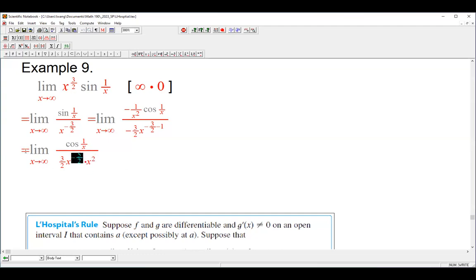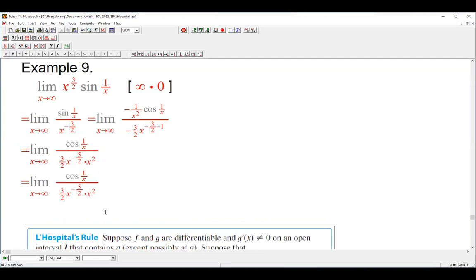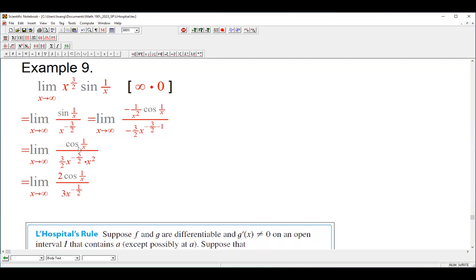What do we get when we add up these two powers? This is going to be negative 2.5, so this is going to be negative 1/2. And then 3/2, if you flip it over, that's going to be 2/3.